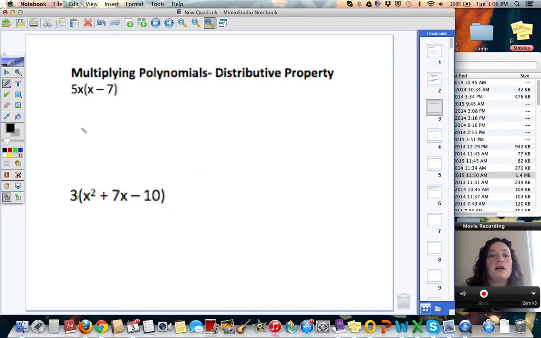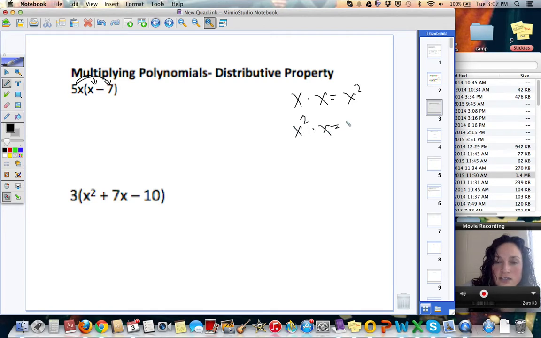All right, multiplying polynomials is just distributing. So I'm taking this and multiplying it by everything in there. Just a quick note, when I multiply exponents, if I have x times x, that's going to be x squared. If I have x squared times x, that's going to be x cubed. All I'm doing is adding the exponents.